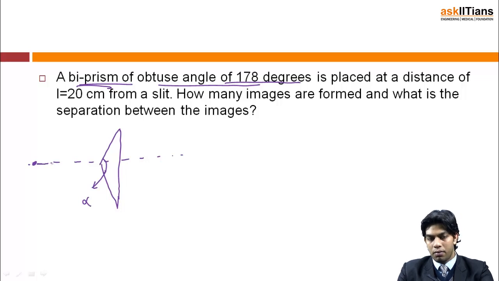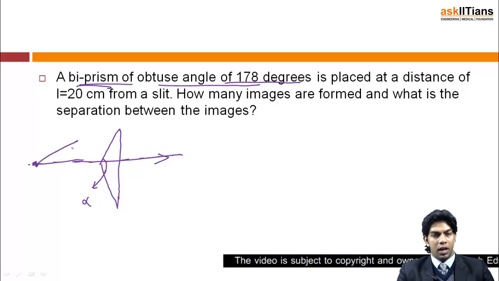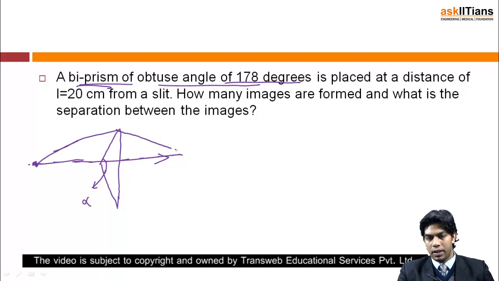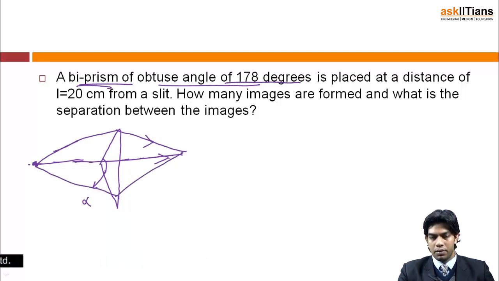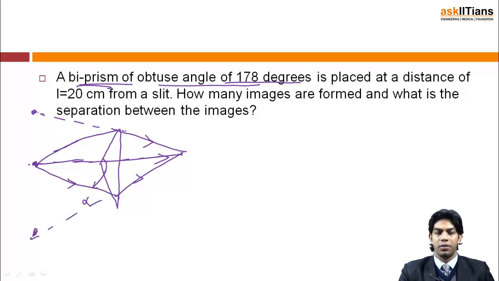So the object will, first light rays go like this, then the second one comes out like this, and the third one comes out like this. If I retrace these, this will be a point of the image and this will be the point of the image. So I have S over here, S1 and S2, and it's given this is the distance L and this is the distance d.